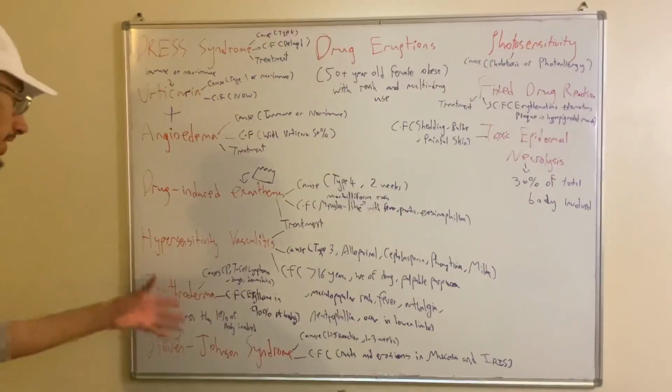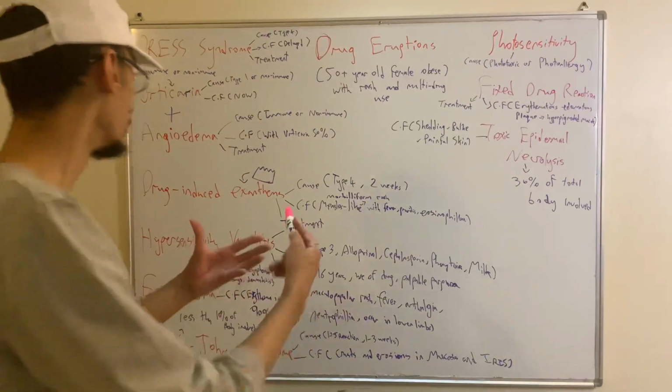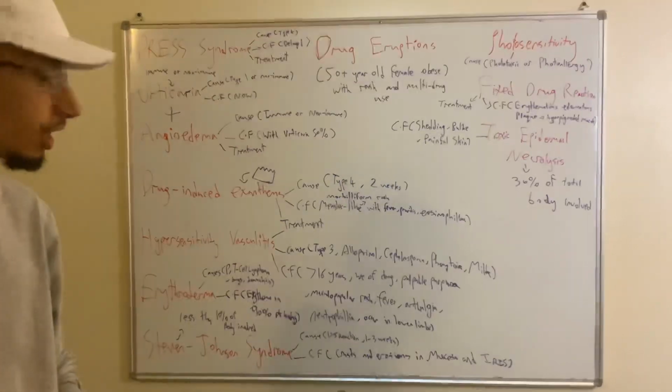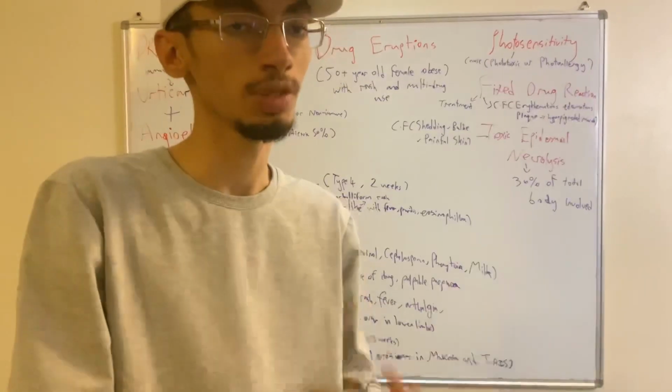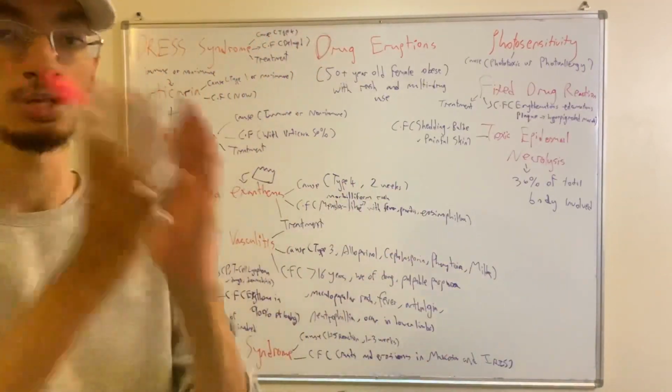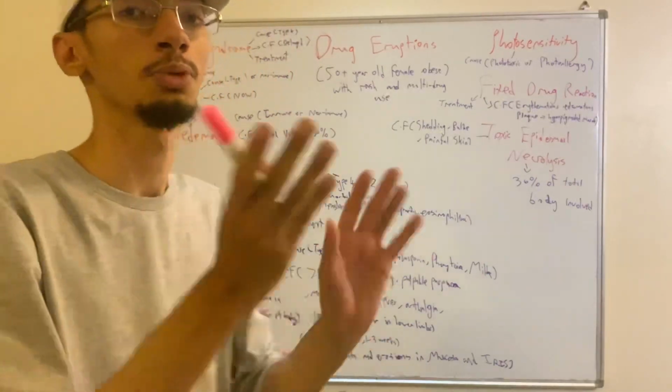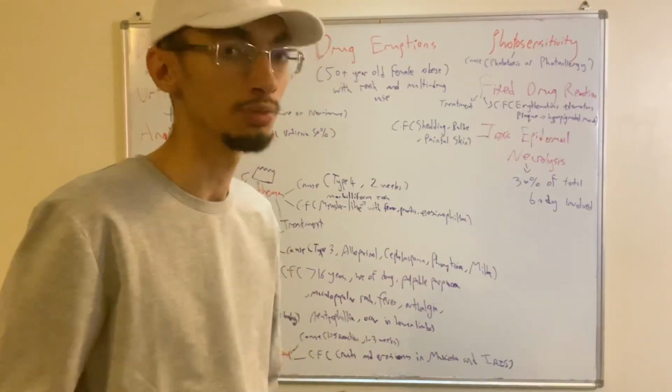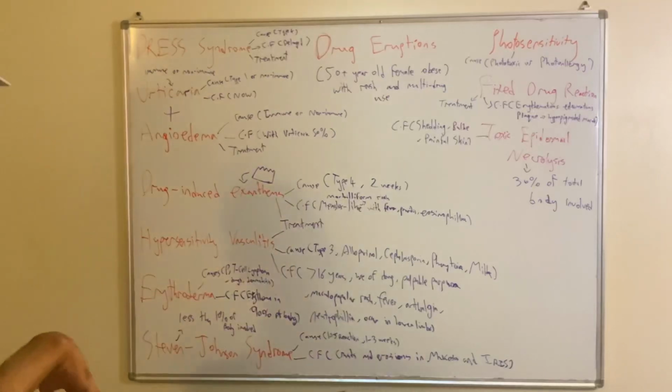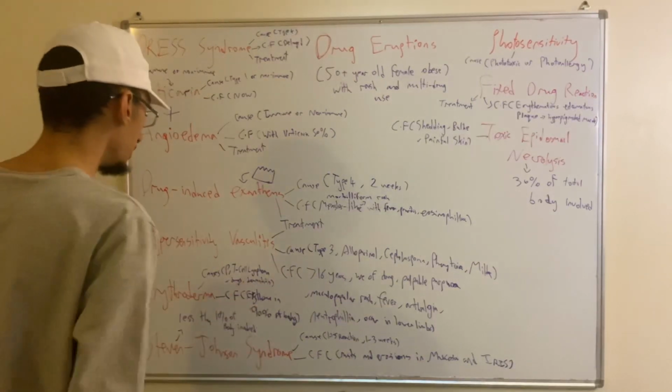Okay? And regarding the treatment, you treat the patient here according to the cause, right? If it's antibiotic, you stop the antibiotic. If it's anticonvulsant, you stop the anticonvulsant. If it's the milk, stop the milk, along with supportive therapy. Okay? That's pretty much it for hypersensitivity vasculitis.